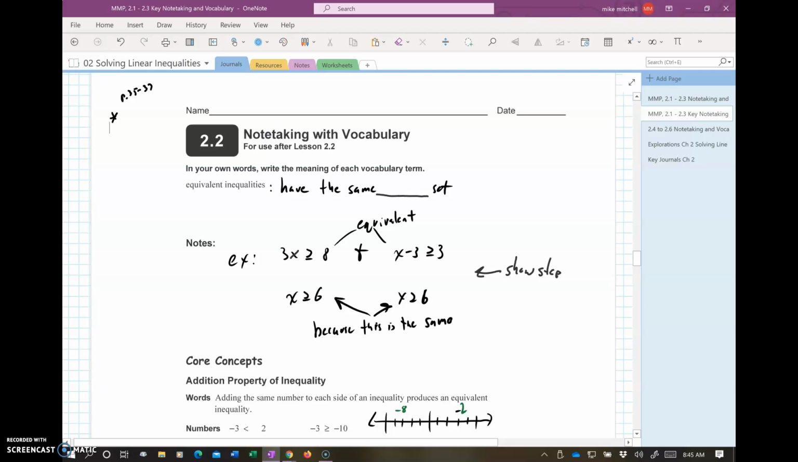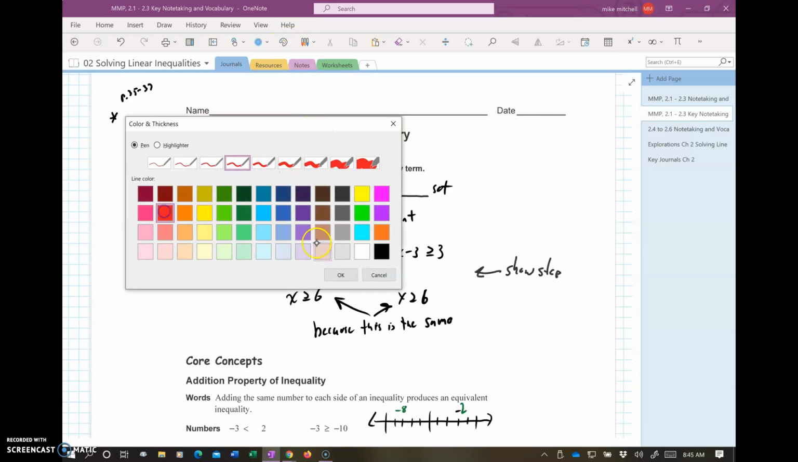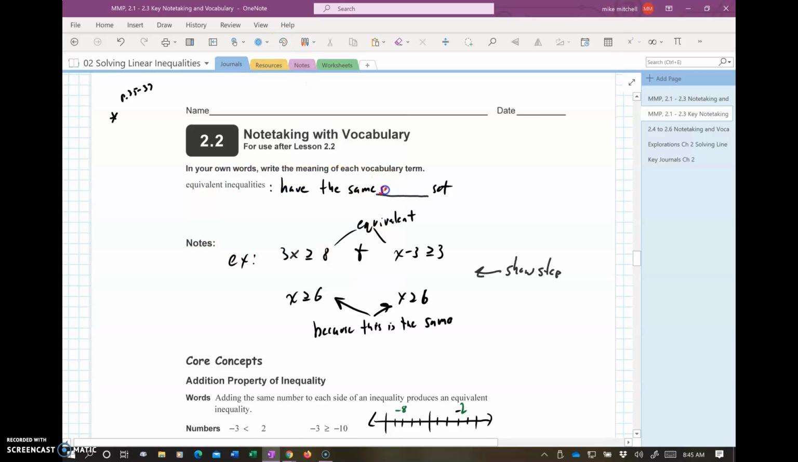First off, vocab. Equivalent inequalities have the same solution set. So this is an example of them. Those equations look really different. 3x greater than, oops, I'm missing a number here. This should be an 18.